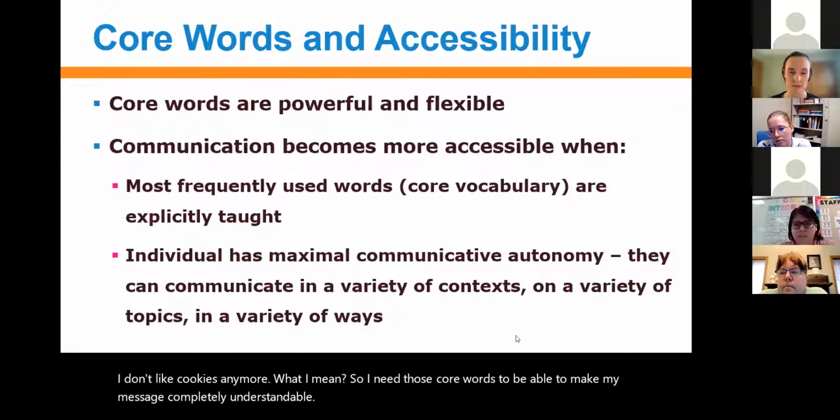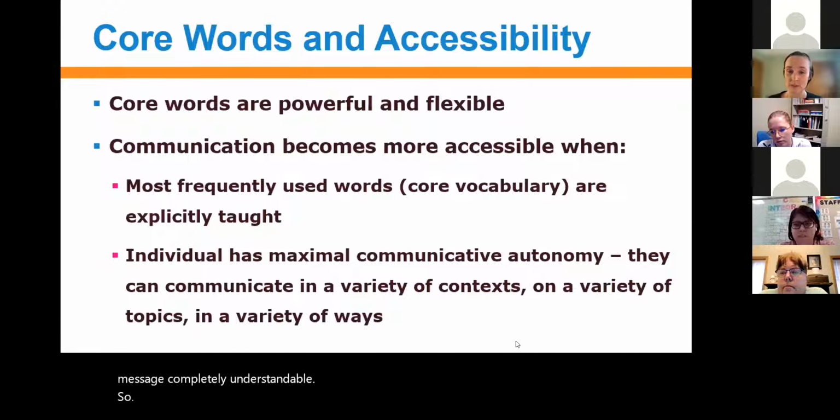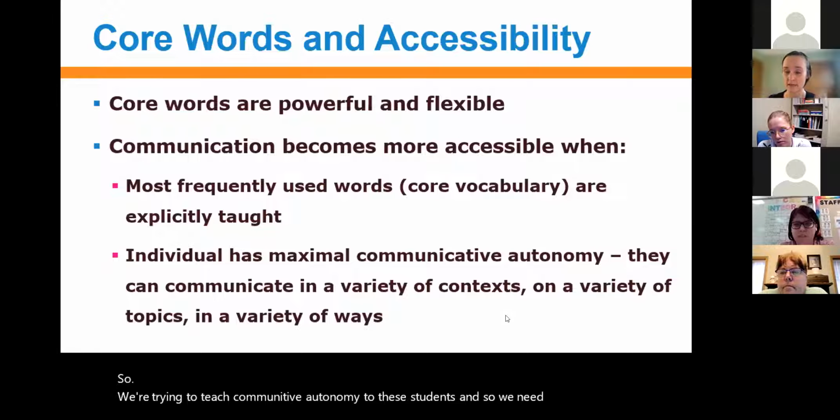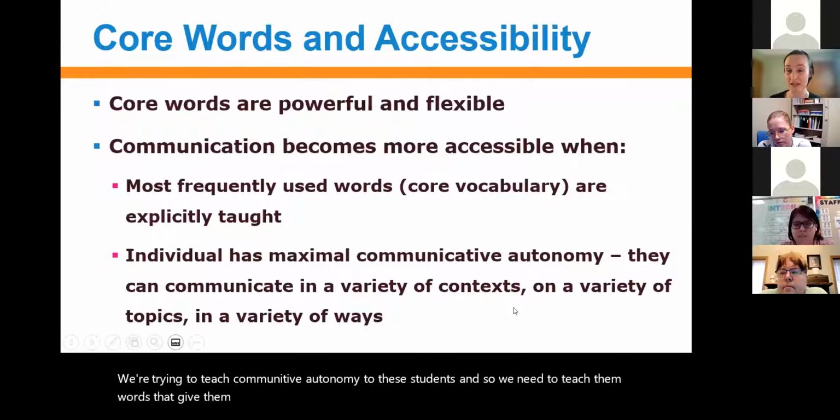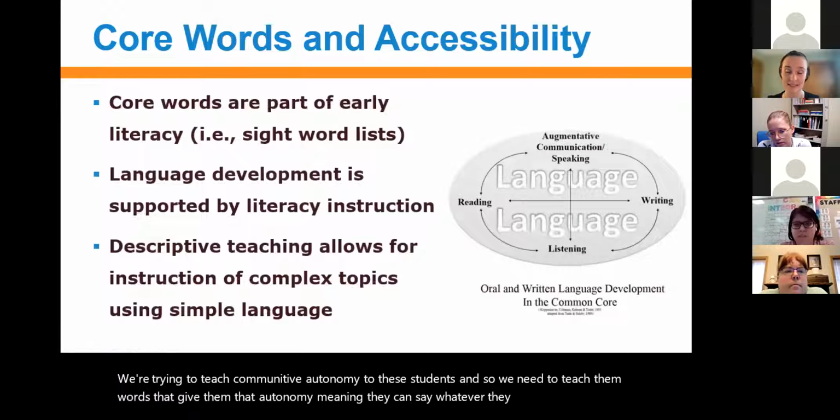Yeah, so we're trying to teach communicative autonomy to these students. And so we need to teach them words that give them that autonomy, meaning they can say whatever they want, whenever they want, however they want.